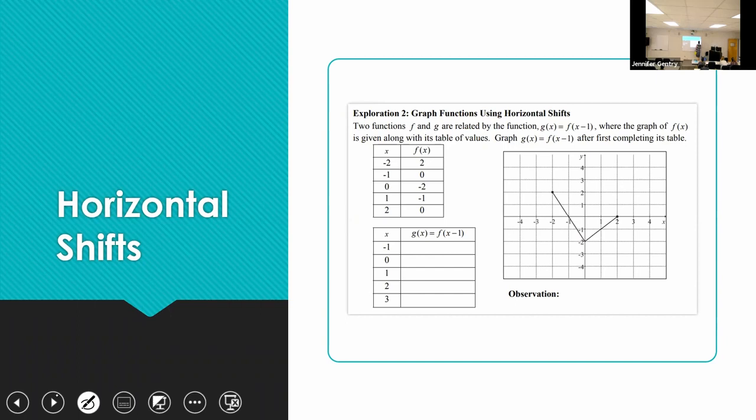Let's look at horizontal. We have a table here of values of x and f of x. Now, f of x plus 1, or minus 1, I'm sorry. The graph of f of x is given with the table values. Graph g of x equals f of x minus 1. My x is minus 1 down here. What is my y?